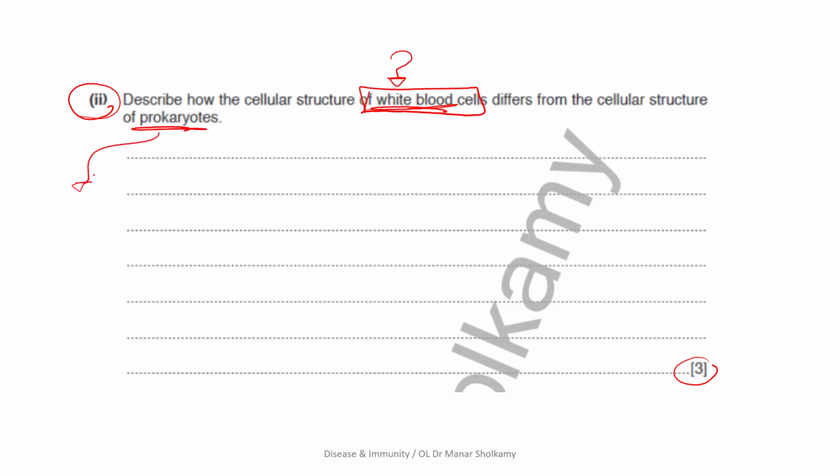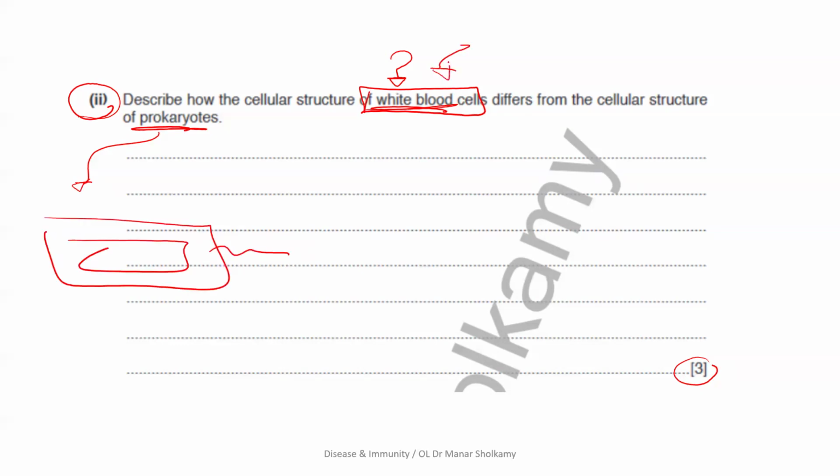Give me an example of a prokaryote. Bacteria. Exactly. Okay, this is a bacteria. And give me an example of a white blood cell. A white blood cell is a normal animal cell. So you will make a nice line in your answer with a ruler, and you will write here white blood cell, and you will write here prokaryote. Now give me 3 differences at least.